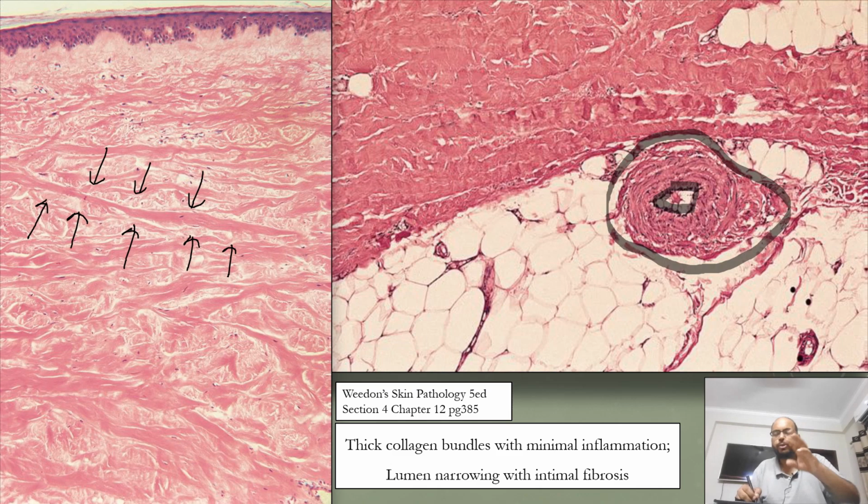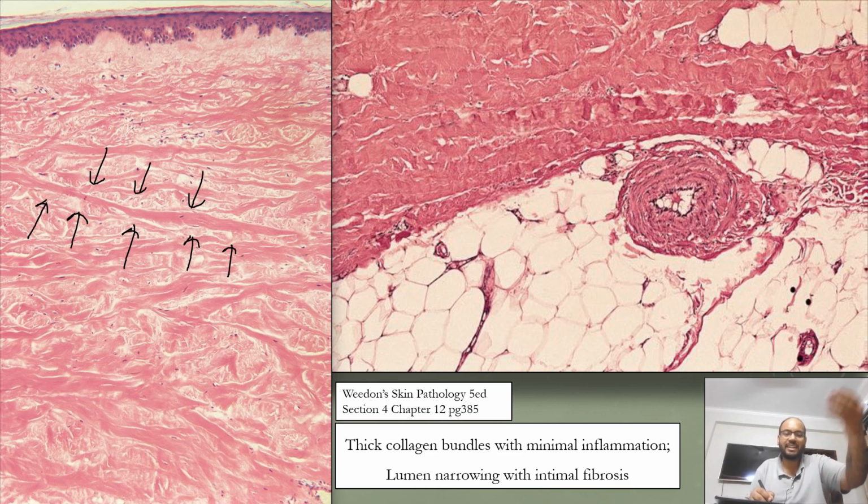Okay. Usually you don't find this big artery or arteriole in the subcutis. In the subcutis, you will have small arterioles. But here, because of thickening, it looks so big. And you can actually see the lumen is also smaller. So thick collagen bundles with minimal inflammation, see it is already fully bland. There's no inflammatory infiltrate, and there's lumen narrowing with intimal fibrosis. Let's move forward.